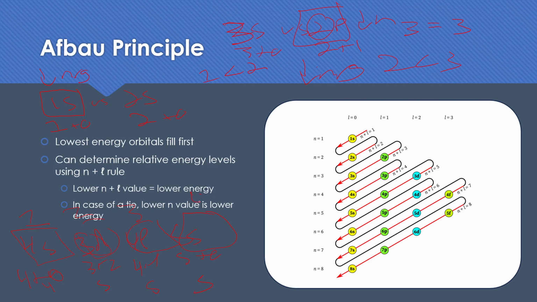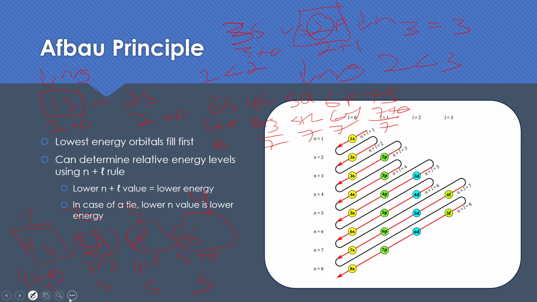So this one's fourth. And from that method, you can see where the first F shows up. It shows up after 6S, right? Because you have 6S, 4F, 5D, 6P, 7S, right? 6 plus 0 is 6. 4 plus 3 is 7. 5 plus 2 is 7. 6 plus 1 is 7. 7 plus 0 is 7. So these all have an n plus L value of 7, and so you order them from lowest n to highest n, 4, 5, 6, 7.